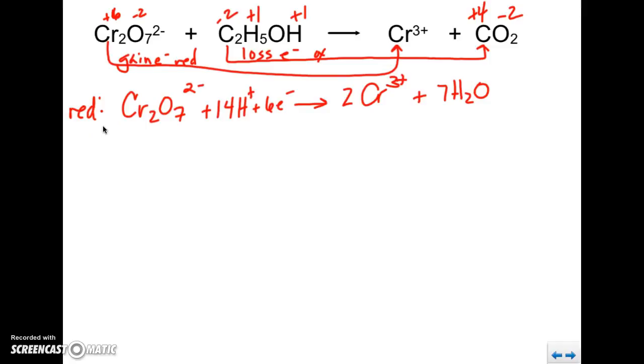What I'd like for you to do now is pause. Before you pause though, I would like for you to write out the oxidation half reaction and balance that. Then resume the video here and see if you have the same results that I have for the oxidation half reaction. So hit pause, try balancing the oxidation half reaction, and then resume.